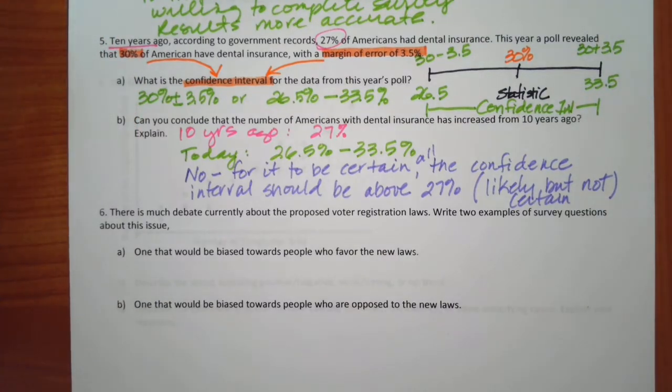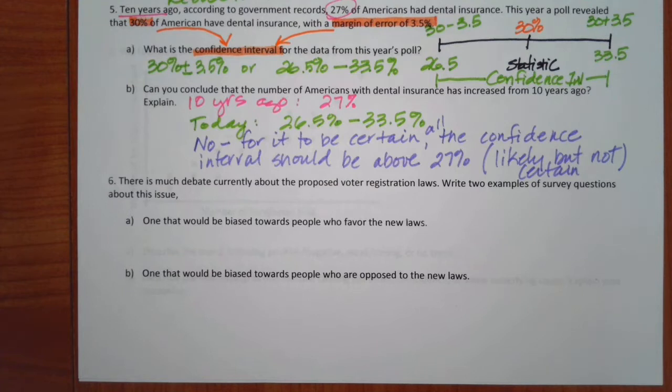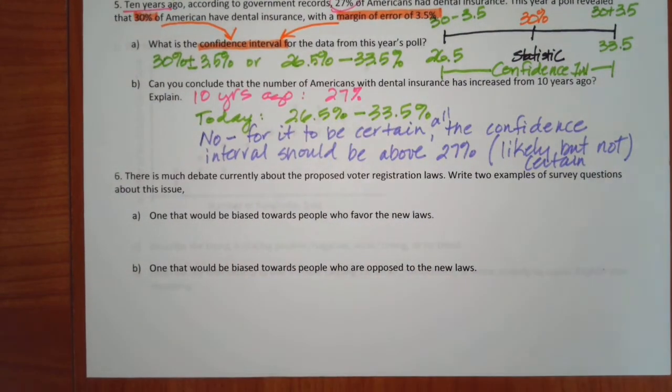Okay. All right, let's talk a little bit about bias again. There is much debate about the proposed voter registration laws. Write 2 examples of survey questions about the issue. One that would be biased towards people who favor the new laws, and one that would be biased towards people who are opposed to the new law. Okay, well, we talked about how to write questions and what the possibilities of what they could mean, and by the wording.